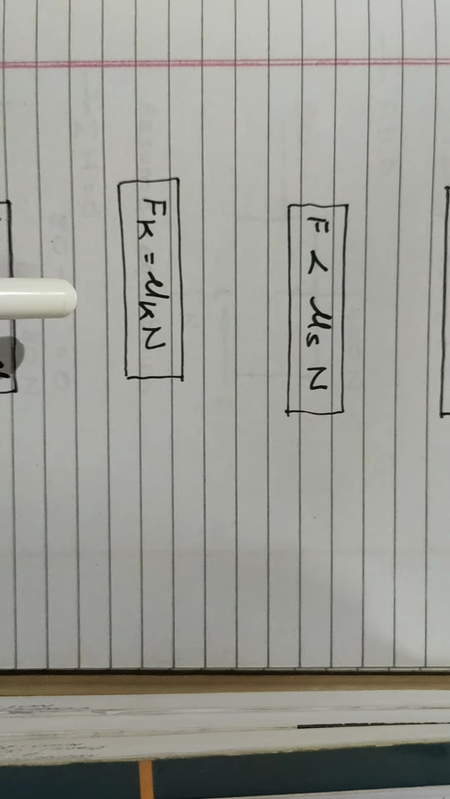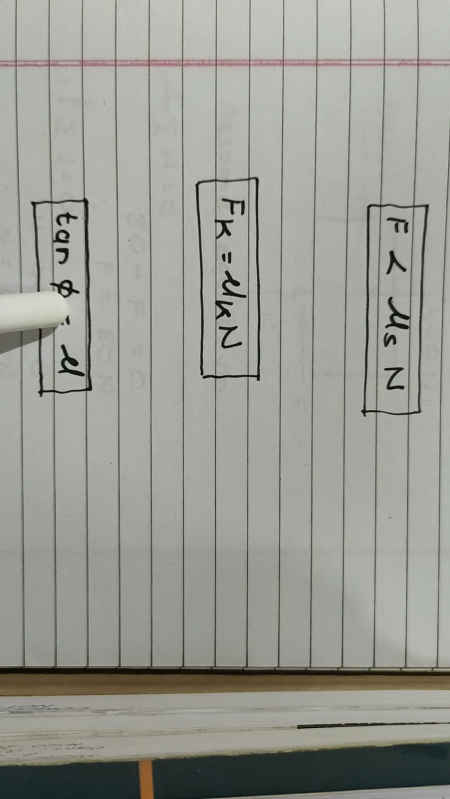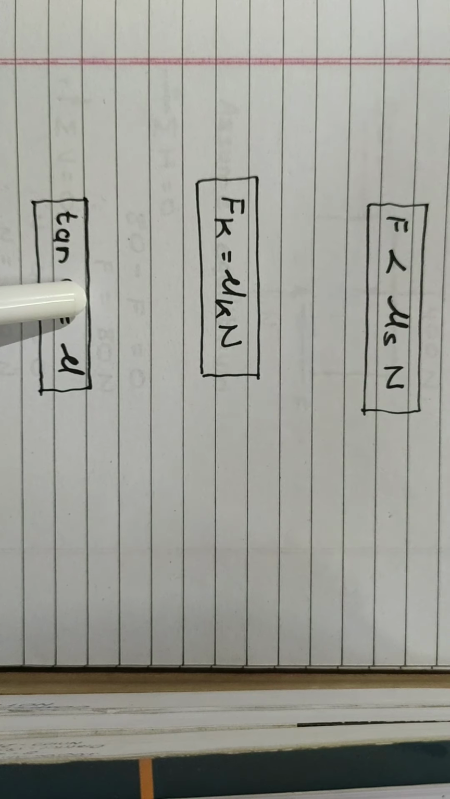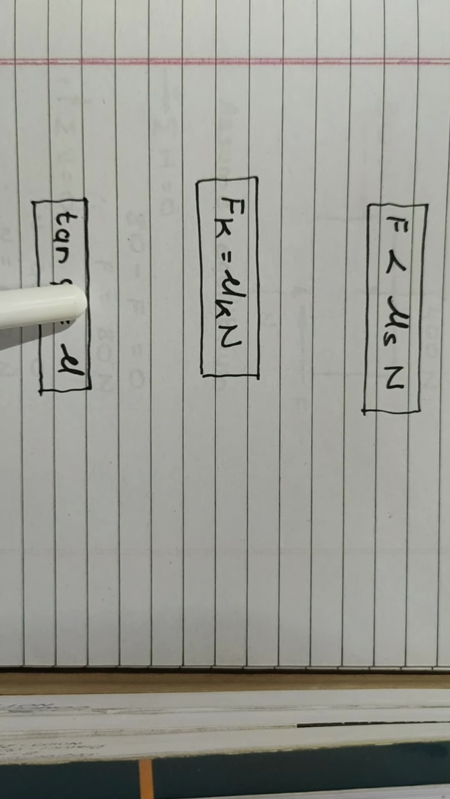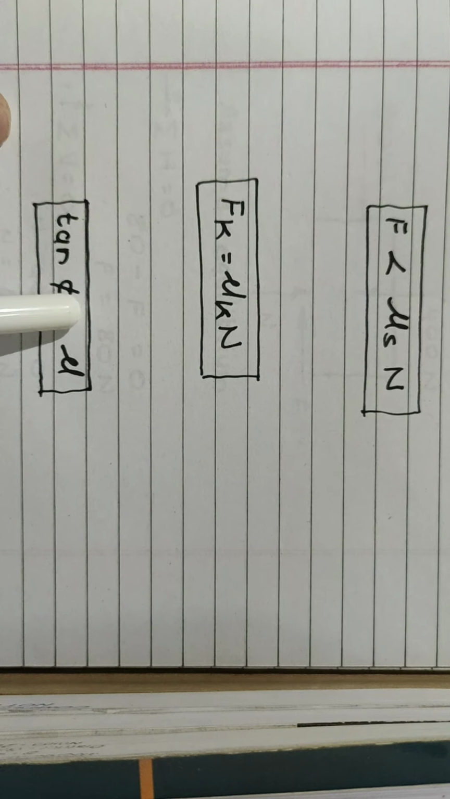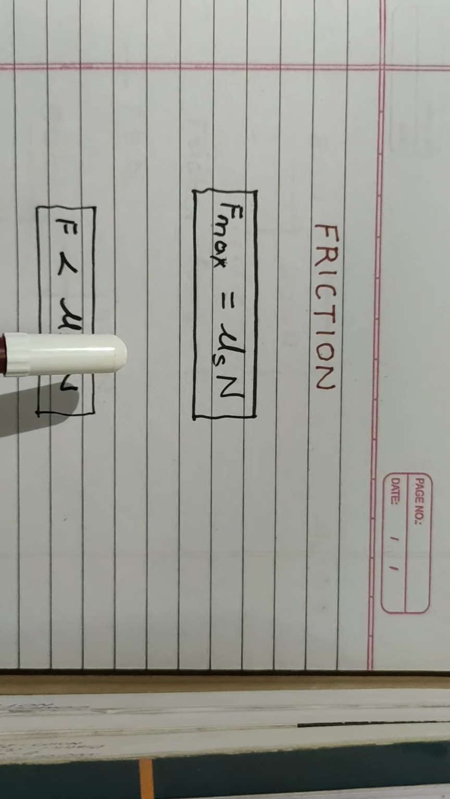And we have also seen this one equation, tan phi is equal to mu, where phi is the angle of friction. So this is just a revision of a few equations, and let's take some examples.